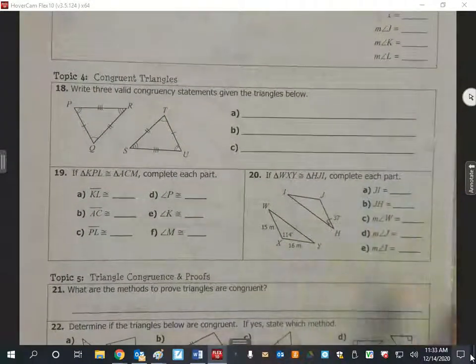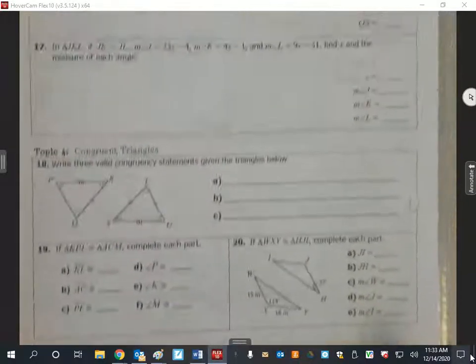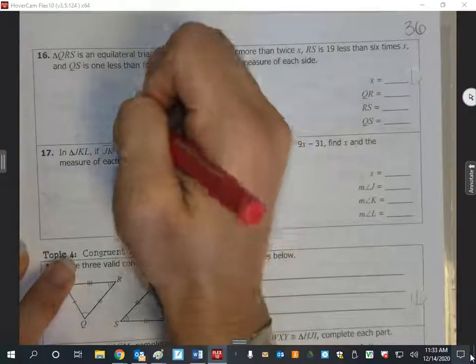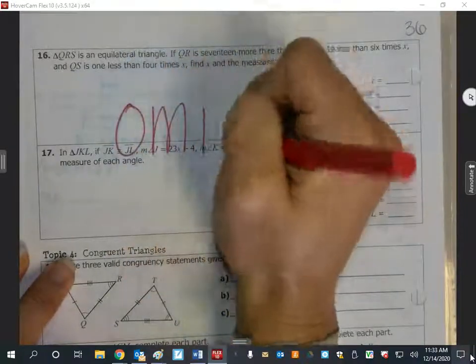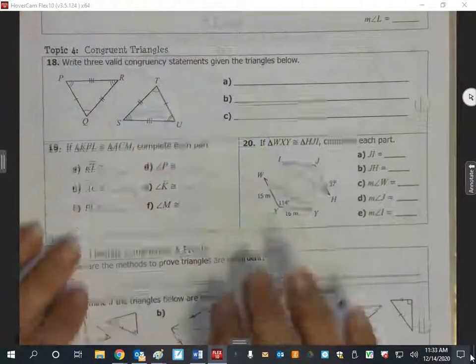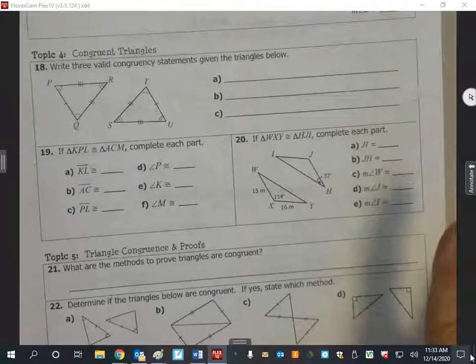Go to page 36. And again, this is 16 and 17 are still part of the topic on equilateral and isosceles triangles. We're going to go down to topic 4 on congruent triangles. We're going to take care of the rest of this page on this video, and we will do the proofs on the next video. So let's take a look at 18.